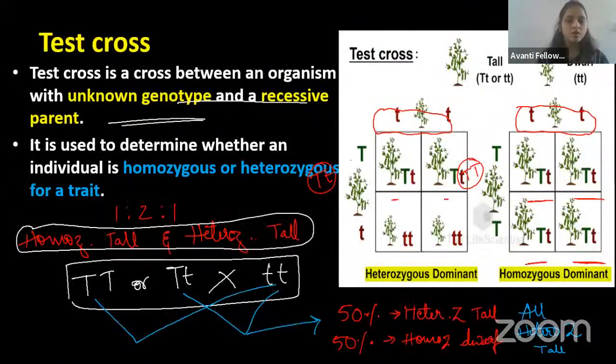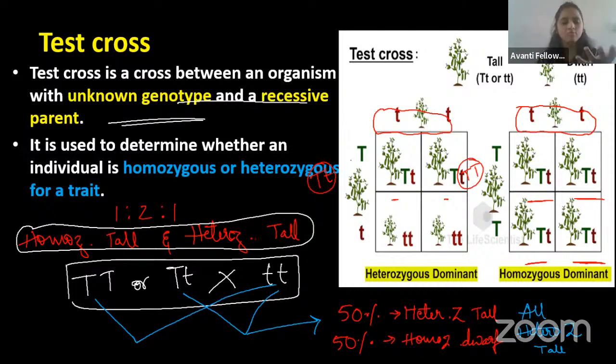So then coming to the test cross. Why will we do the test cross? We have got the F1 progeny. We don't know whether it is homozygous or heterozygous. Right. So how to find out whether the F1 progeny was homozygous or heterozygous? We have to do the crossing, right? So that we will call a test cross.